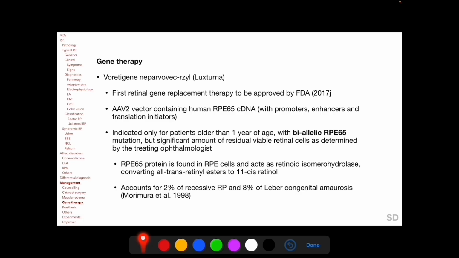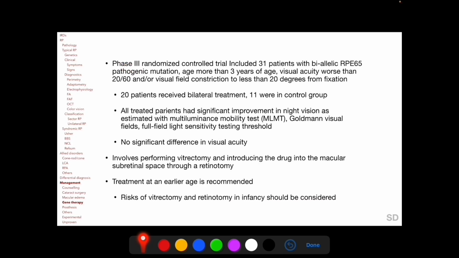The protein produced by the normal RPE65 gene acts as retinoid isomerohydrolase and is found in RPE cells, and it has been estimated that mutation of the RPE65 gene accounts for 2% of all recessive retinitis pigmentosa and 8% of Leber congenital amaurosis. The phase 3 trial of this drug found that all treated patients had significant improvement in night vision as estimated with the multiluminance mobility test, and also significant improvement in Goldmann visual fields and full field light sensitivity threshold testing.